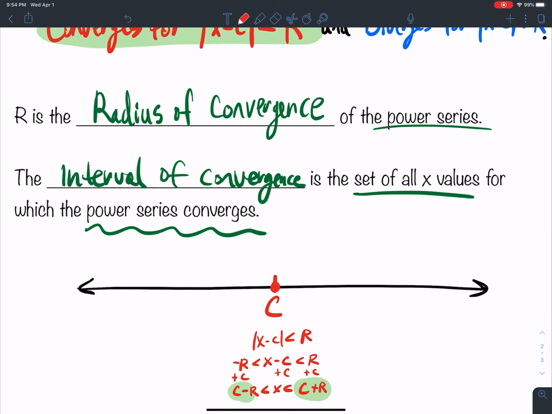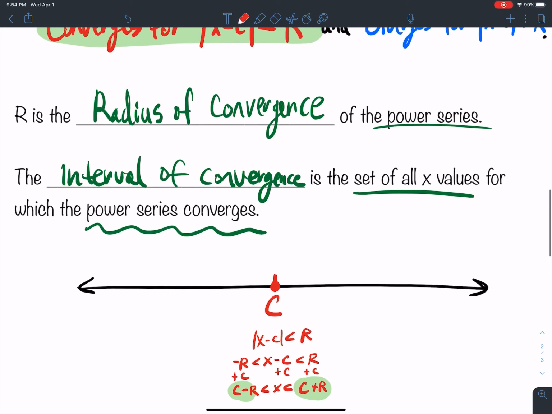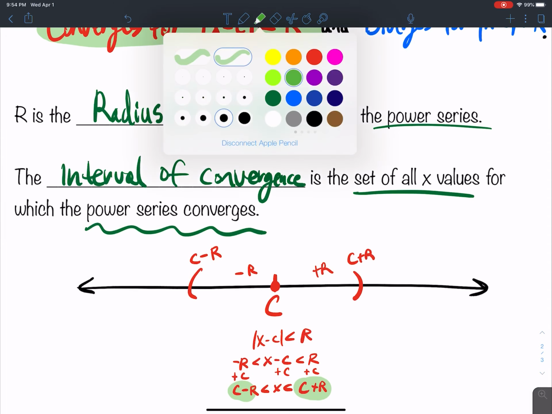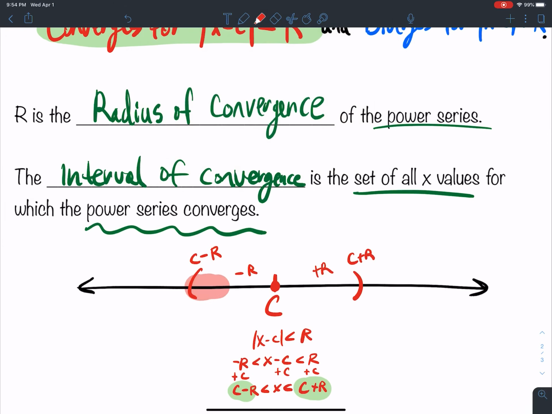So those are my ranges right there. So if c is in the center, I go out r in this direction. Okay, I add r in this direction, so this is c plus r. And then I go out r in this direction. This is c minus r. Okay, everything in this range here is in my interval of convergence.